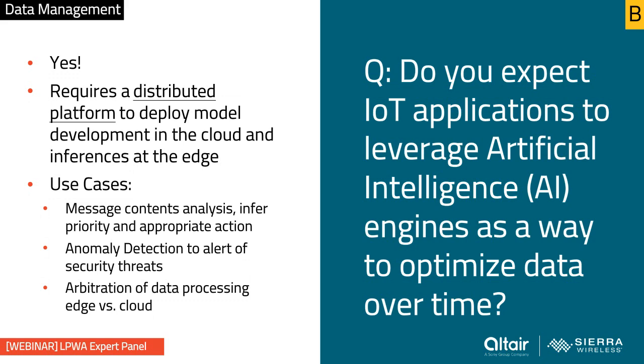What we know for sure is that regardless of the model, we'll need a distributed approach to deploy the machine learning in the cloud to tune our model and then deploy inferences at the edge that can actually make use of that. What we don't know 100% is exactly what use cases we're going to leverage AI for in the context of data management. But there's a couple here which I think hold a lot of promise. So the first here is basically message content analysis. So we talked about understanding the priority of different messages.